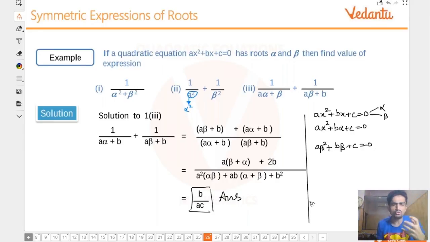In some questions, it will be used so strongly. I'll give you one example right after this example, where you will really enjoy that this basic thing, that root satisfies equation, is used like hell. Okay. First, let's use it here. Now we want to calculate the value of this.